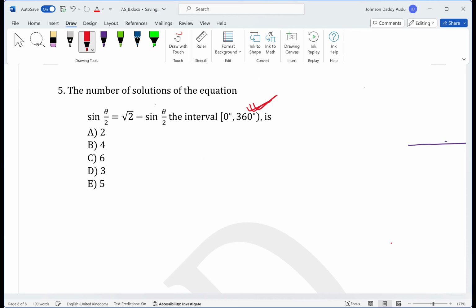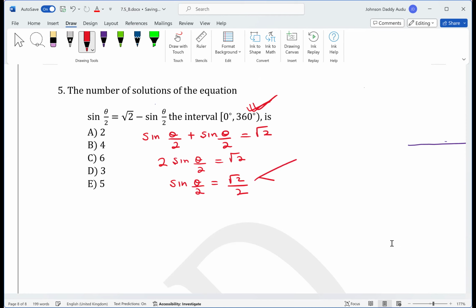Here we can write this as what? Sine theta over 2 plus sine theta over 2 is equal to root 2. Simple. Just take this to the other side. And this will become 2 sine theta over 2 equals root 2. So sine theta over 2 is root 2 over 2. And now we have to consider the quadrant, first or what?